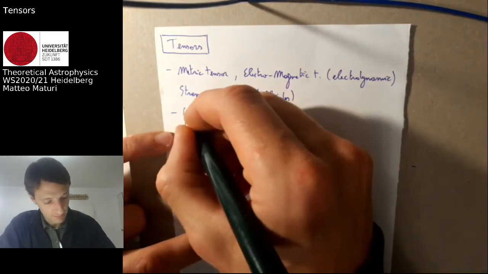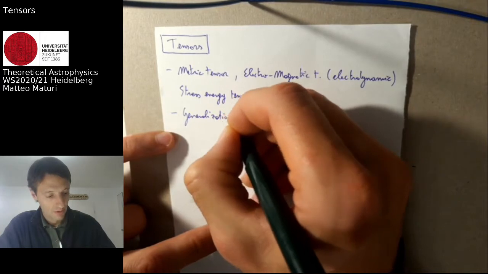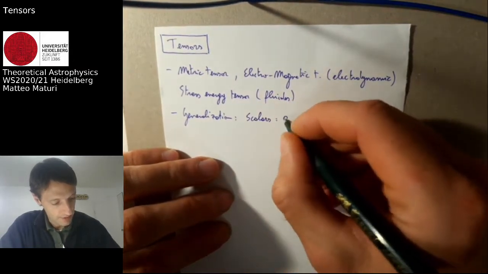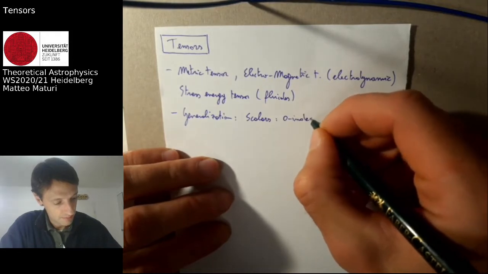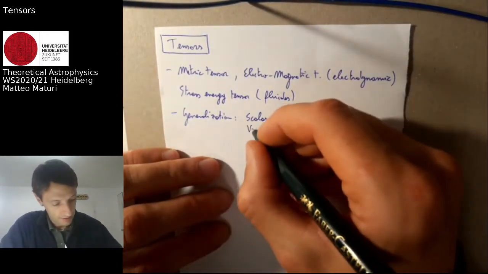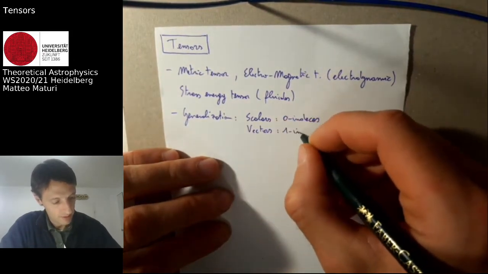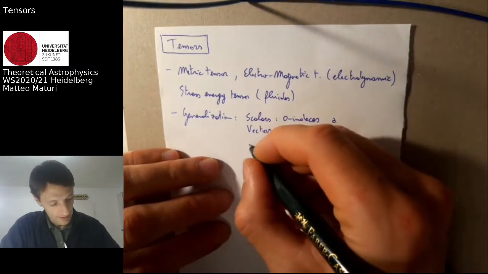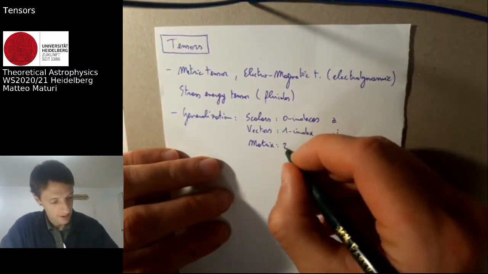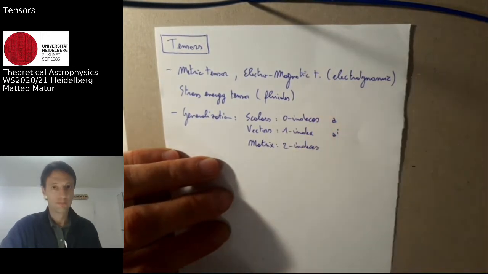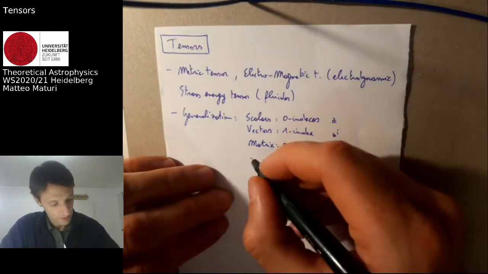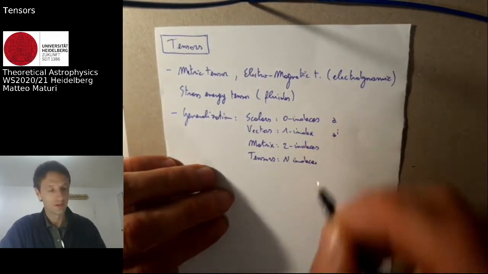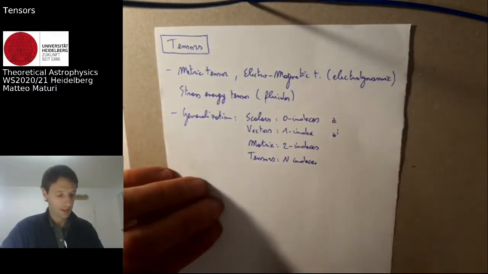Well, they are a generalization of simpler mathematical objects, such as, for example, scalars that have zero indices. A generalization of vectors that have one index, right? This is, for example, A, this is A_i. Of matrices, a matrix has two indices. And you see where I'm going, to tensors that have n indices. So you see, we are going through a generalization of this sort.